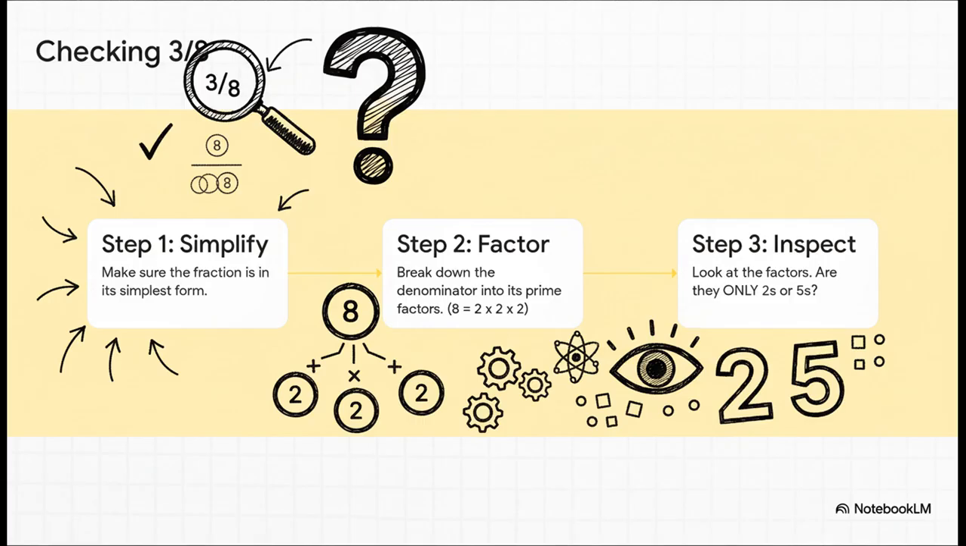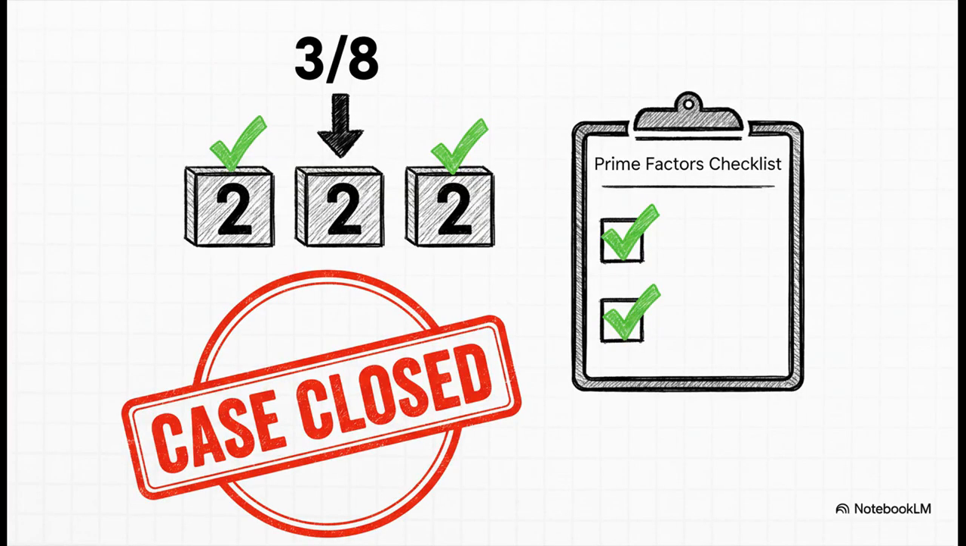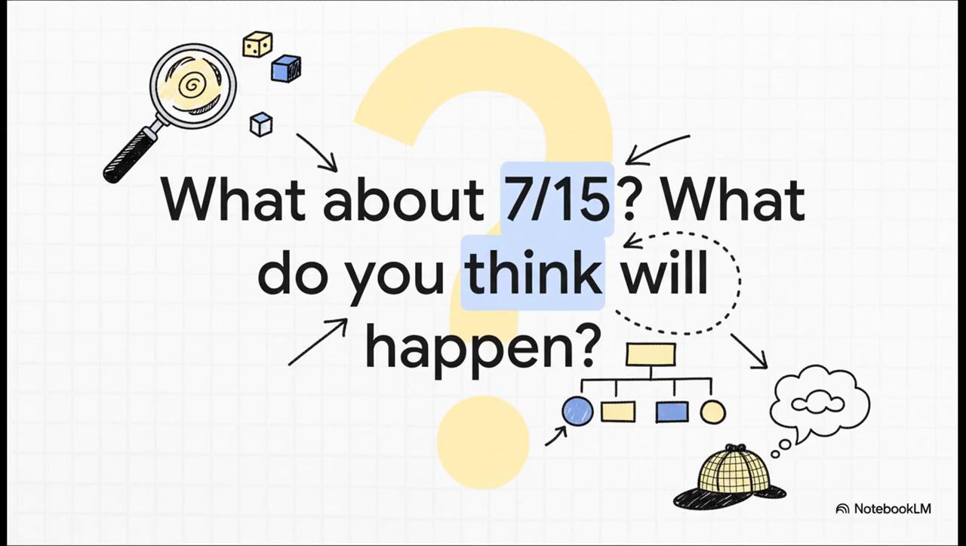Now for step 3, the big one. We just look at those blocks. What do we see? Are they only 2s or 5s? Yes, look at that. It's only 2s. That's it. And here's the secret rule. This is the whole thing. If those building blocks are only 2s or 5s or a mix of them, then you've got a finite decimal. It's going to stop. Since all we have are 2s, we know for sure that 3/8 is a finite decimal. Awesome, right? Case closed.